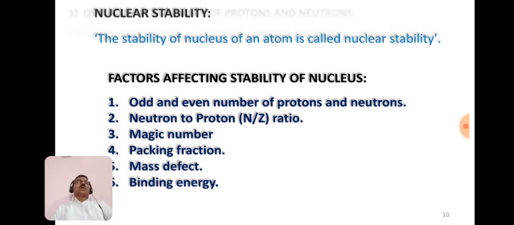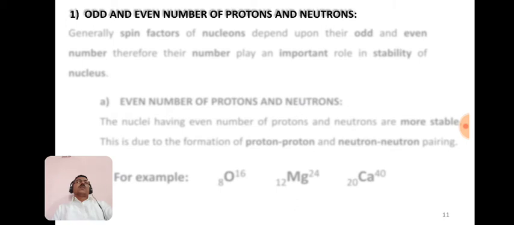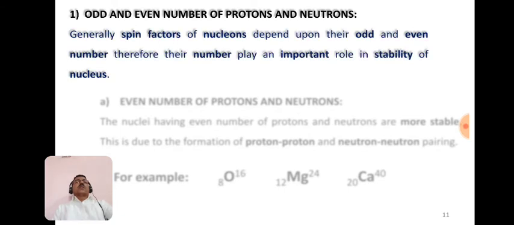Now let's see one by one. So first point is here the odd and even number of protons and neutrons. So how does this odd and even number of protons and neutrons affect the stability of nucleus? Now we know that generally the spin factors of nucleons, meaning the protons and neutrons, depend on their odd and even number, and therefore their number plays an important role in the stability of nucleus.